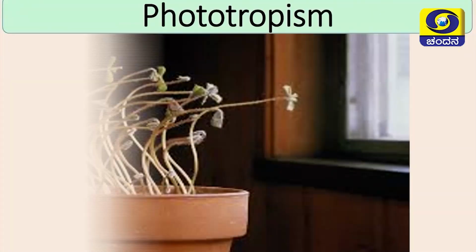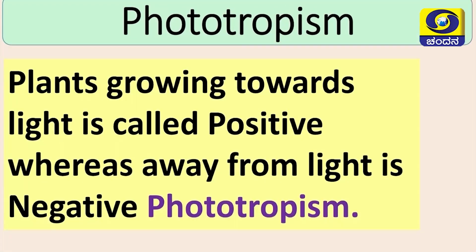Phototropism is the plants growing towards light. If they grow towards the stimulus, it is called positive phototropism, whereas if they move away from the light, for example roots, you call it negative phototropism. So, you can understand that there are two types of tropism. One is if it is towards the stimulus, it is positive. If it is away from the stimulus, it is negative.